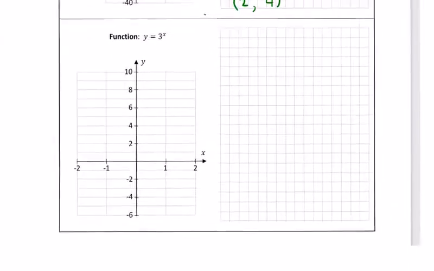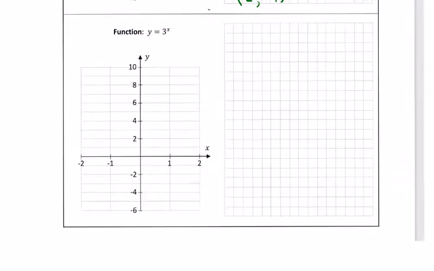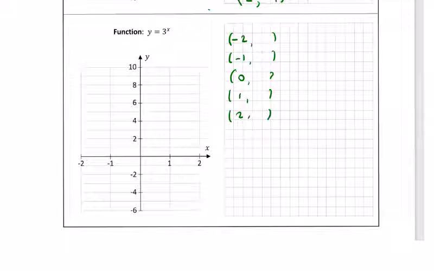And the next one, y is equal to 3 to the power of x, we introduced earlier, exponential function. So we have values for x: minus 2, minus 1, 0, 1, and 2. So just type these into your calculator. Get your y values. So just set up your calculator. 3 to the power of minus 2.